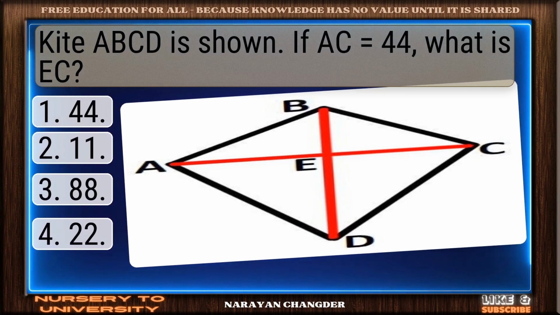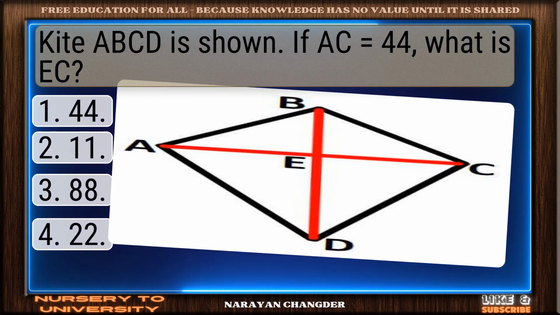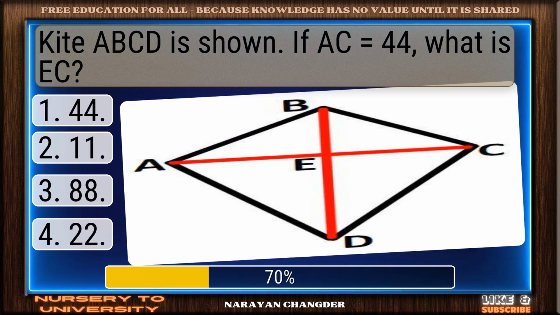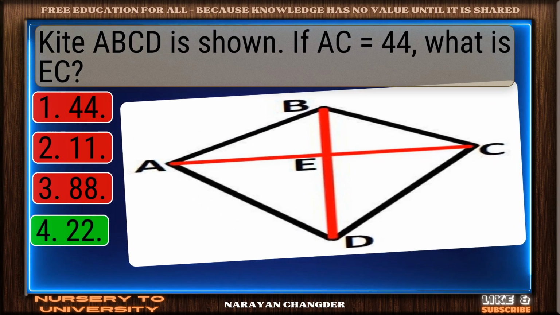Question number 27. Kite ABCD is shown. If AC equals 44, what is EC? You got it. Your choice 22 is right.